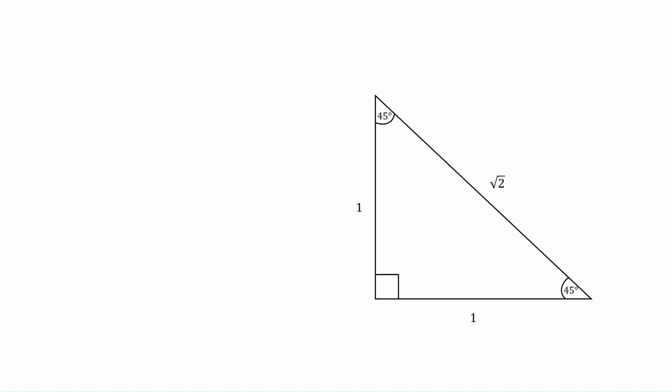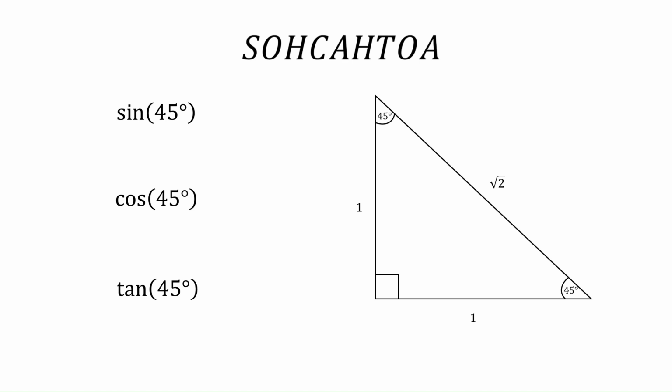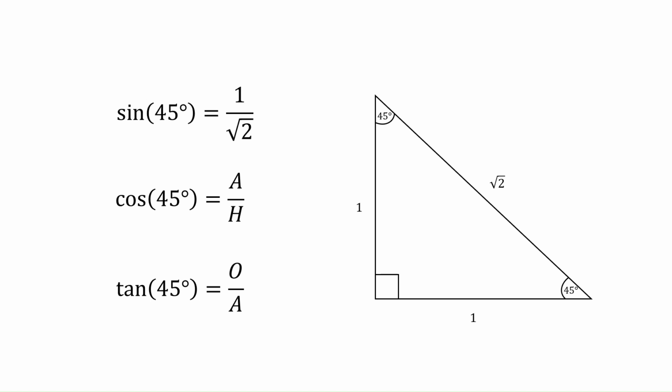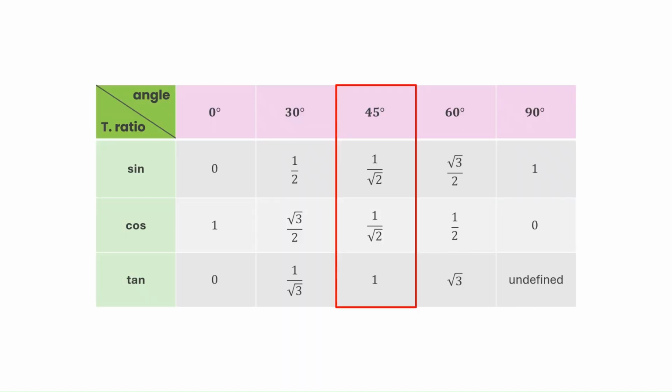We can now consider some trig functions. We can pick either of these angles to focus on because they're the same. We can work out what sine 45, cosine 45 and tan 45 will be equal to. Remembering SOHCAHTOA, you can see that sine will be equal to the opposite over the hypotenuse, cosine will be equal to the adjacent over the hypotenuse, and tangent will be equal to the opposite over the adjacent. So plugging these in, noting that the opposite and the adjacent are both 1 here, we get the following. And in that we have derived these three values here.